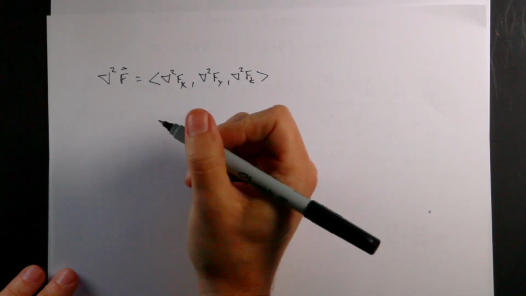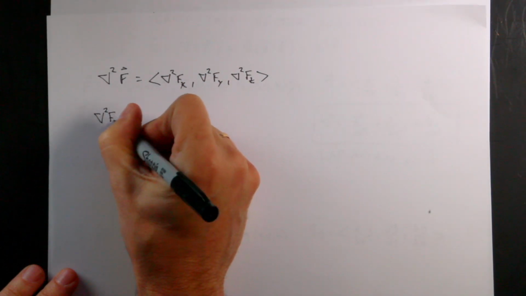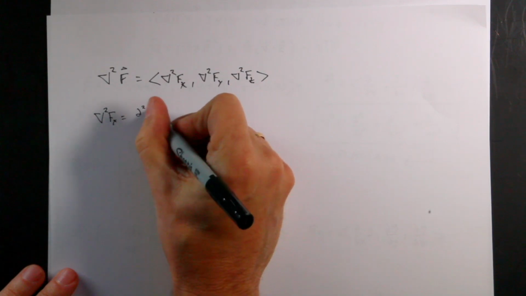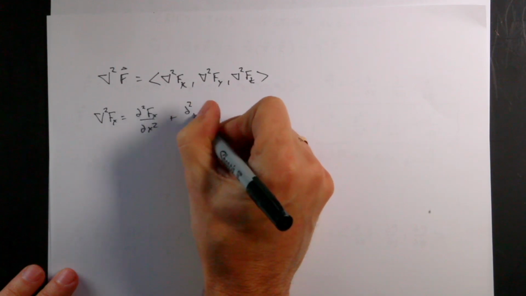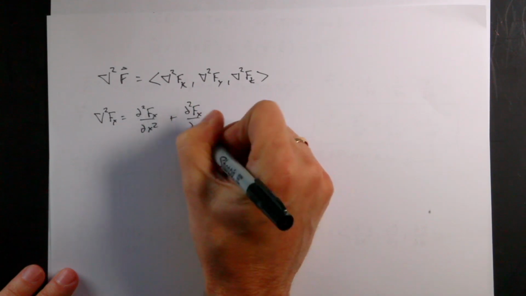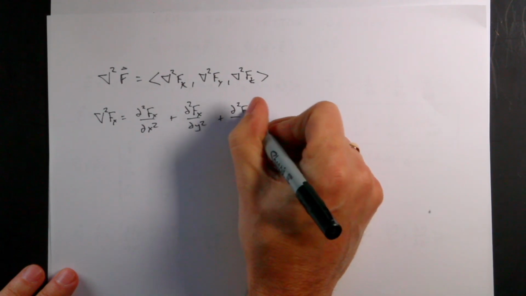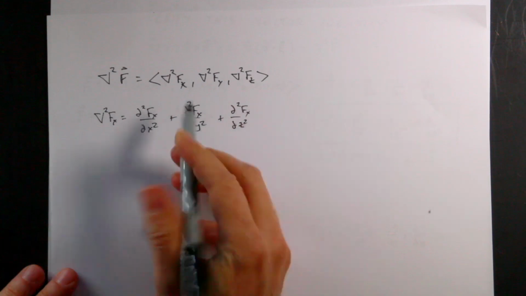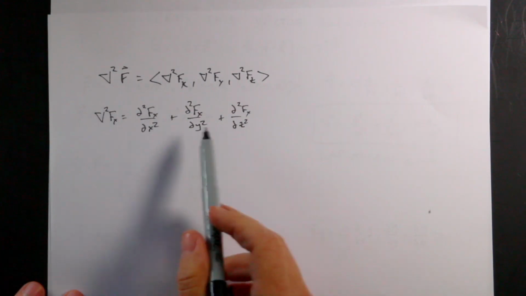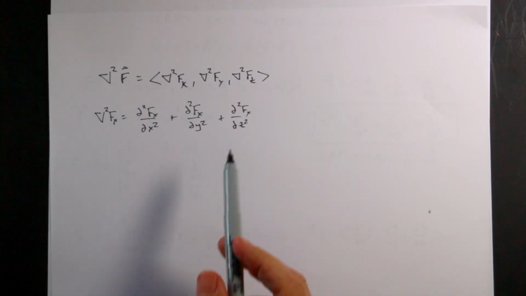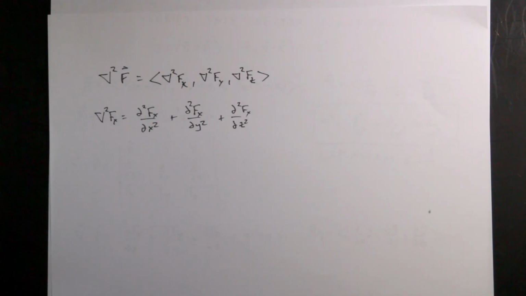And so if you wanted to write that out, I'll just write out this first one. Del squared fx would be the second partial of fx with respect to x plus the second partial of fx with respect to y plus the second partial of fx with respect to z. So all of these are just dealing with that fx component, but I take the second partial with respect to x, y, and z. Now, of course, if this doesn't have a z component, it gets a little boring.